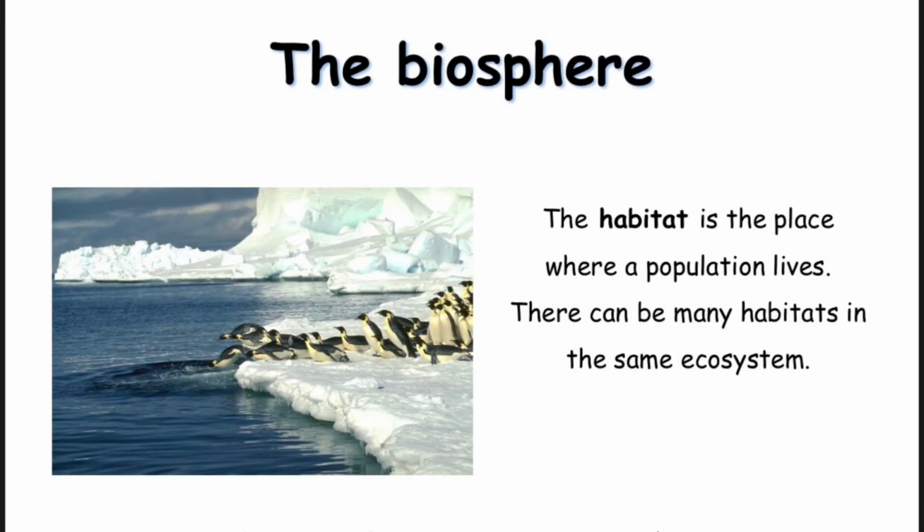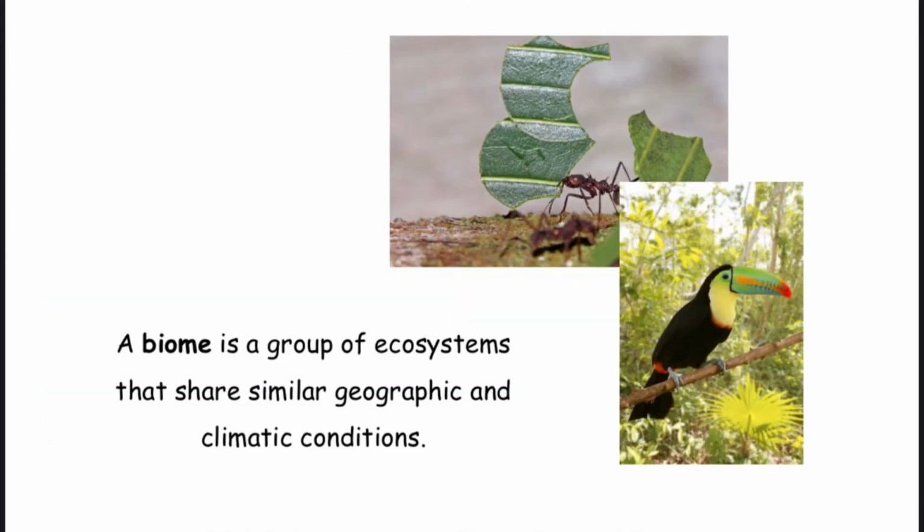The habitat is the place where a population lives. There can be many habitats in the same ecosystem. Habitats can be aquatic or terrestrial, or a combination of both. A biome is a group of ecosystems that share similar geographic and climatic conditions.